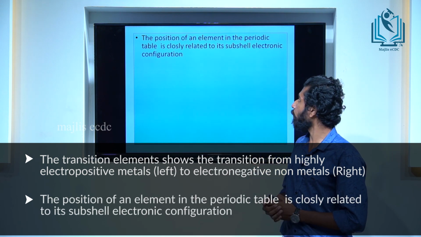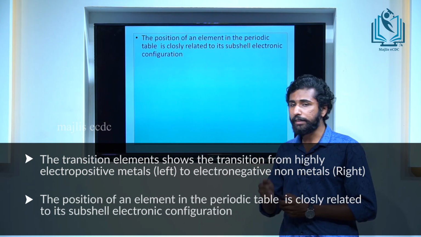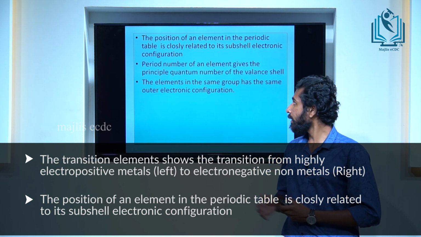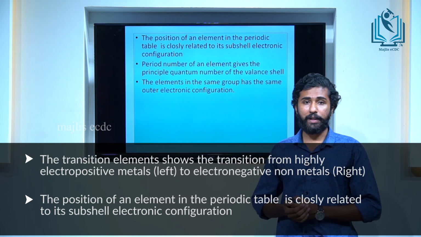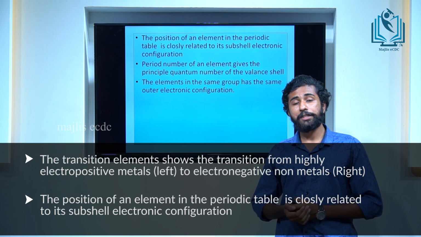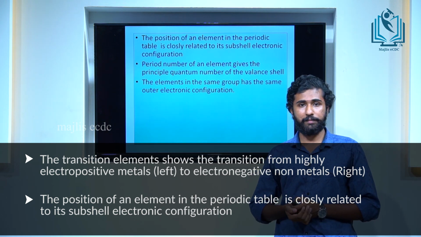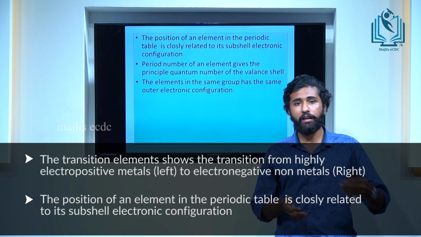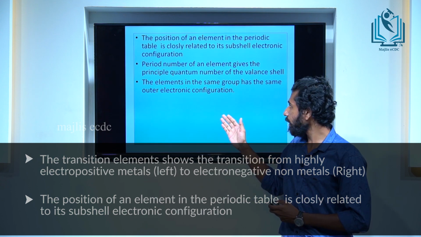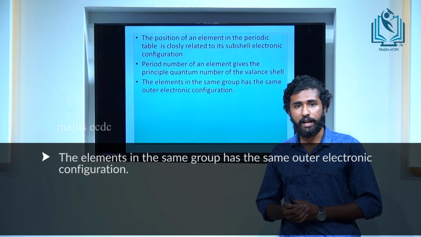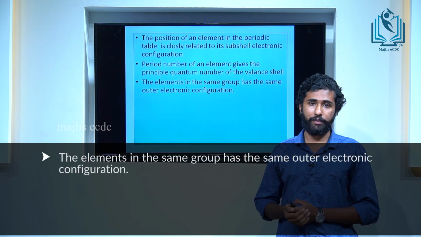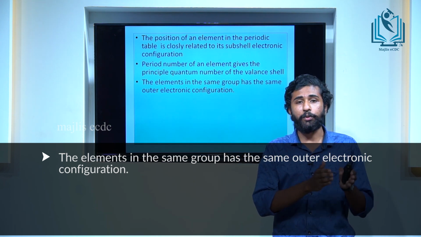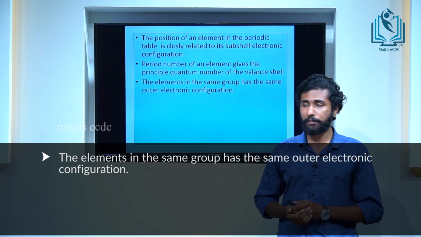Now the position of an element in the periodic table is closely related to its subshell electronic configuration. Here the period number of an element gives the principal quantum number of the valence shell. That means if we know the period number of an element, we can predict the principal quantum number of the valence shell. And the elements in the same group have the same outer electronic configuration. So this is the reason the elements in the same group have the same properties.